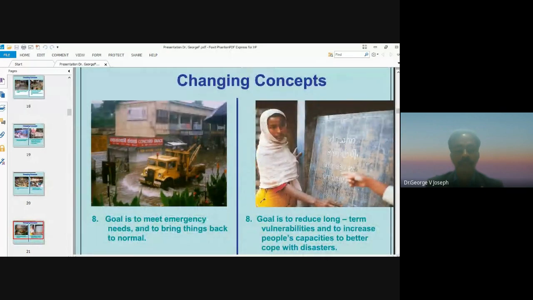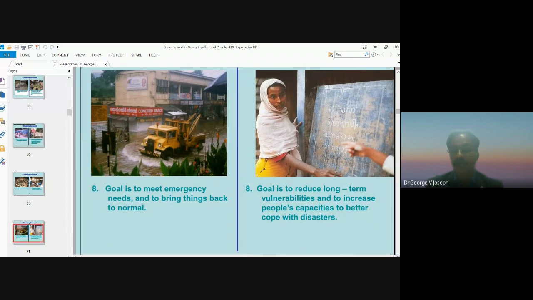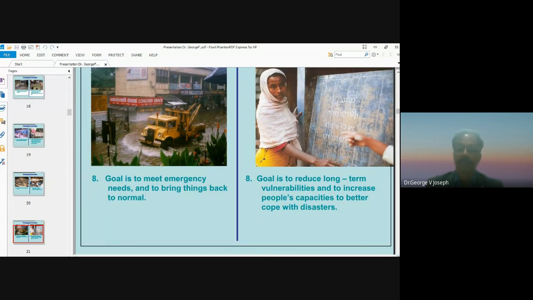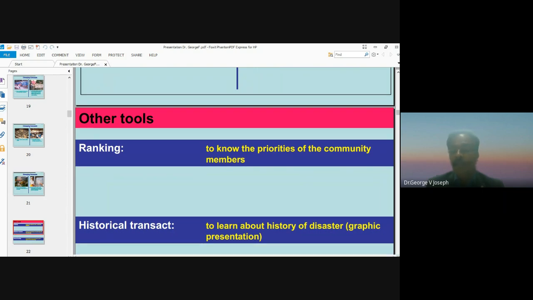The goal is to meet emergency needs. That was the thinking earlier. But now disaster response and rehabilitation activities should focus on long-term vulnerability reduction activities, increasing the coping capabilities and resilience of the community. So that should also be done. And there are tools available for this. For example, to know the priorities of the community members, we may ask them to prioritize what their most important needs are.